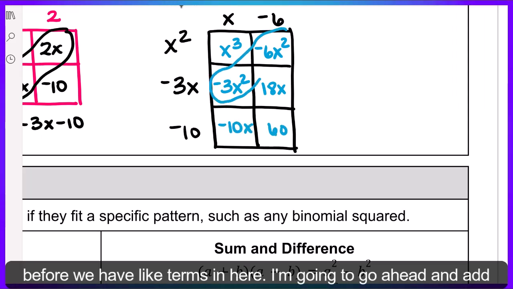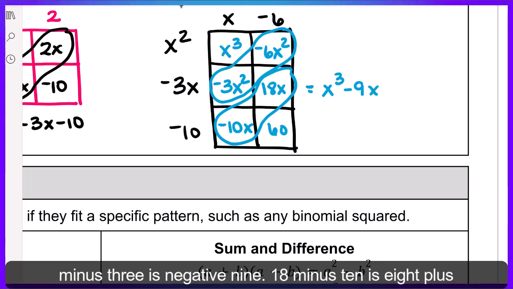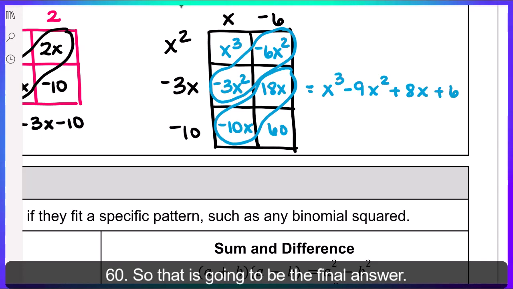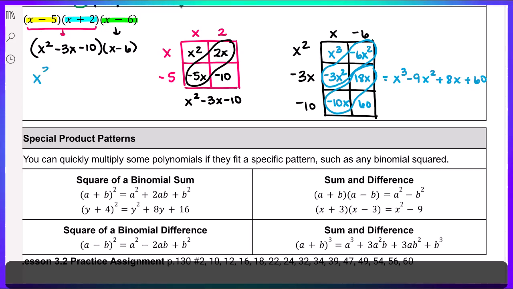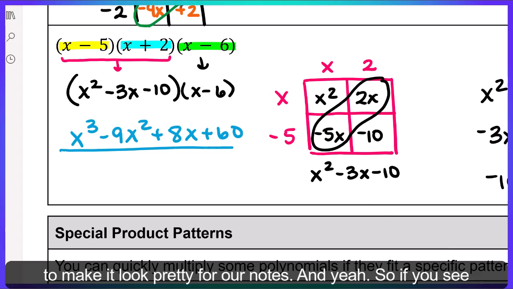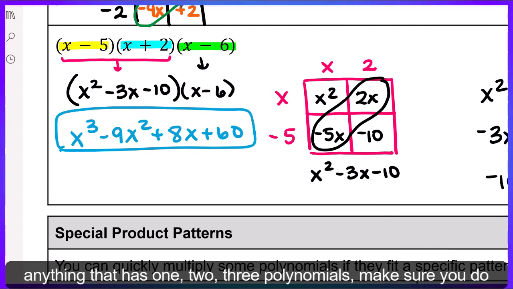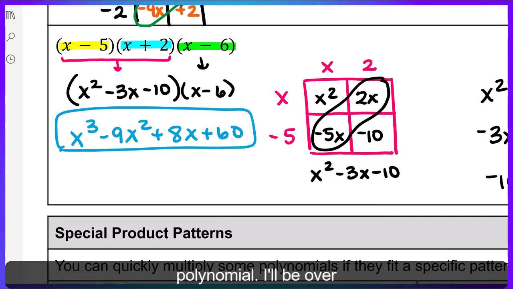Okay, like before, we have like terms in here. I'm going to go ahead and add them as I write the answer down. So x to the third, negative 6 minus 3 is negative 9. 18 minus 10 is 8 plus 60. So that is going to be the final answer. I just want to make it look pretty for our notes. And yeah, so if you see anything that has 1, 2, 3 polynomials, make sure you do the first 2, multiply those out, and then multiply by the last polynomial.